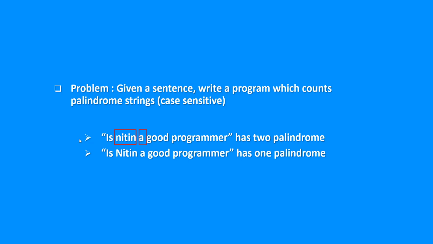If you take another example where there is the same sentence but Nitin appears with capital N, then over here we have got only one palindrome. So I hope the problem statement is quite clear to you with these given examples. Now we will switch to Eclipse in order to see how one can code the solution for this particular problem.